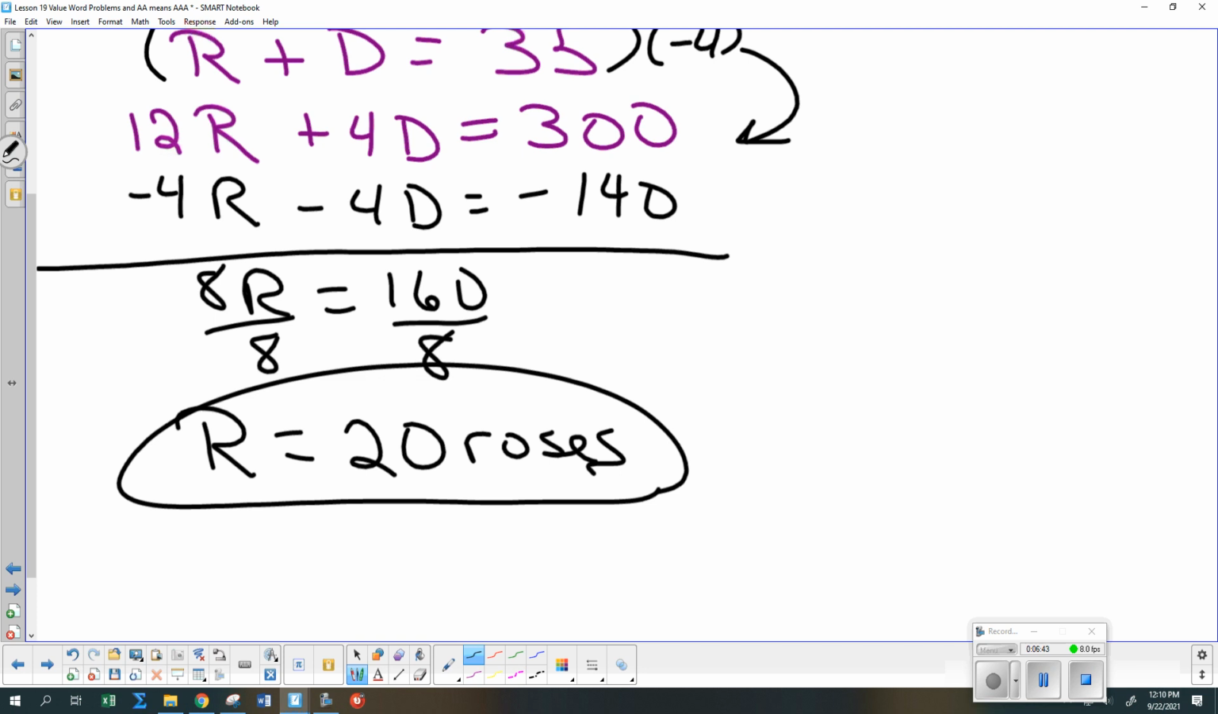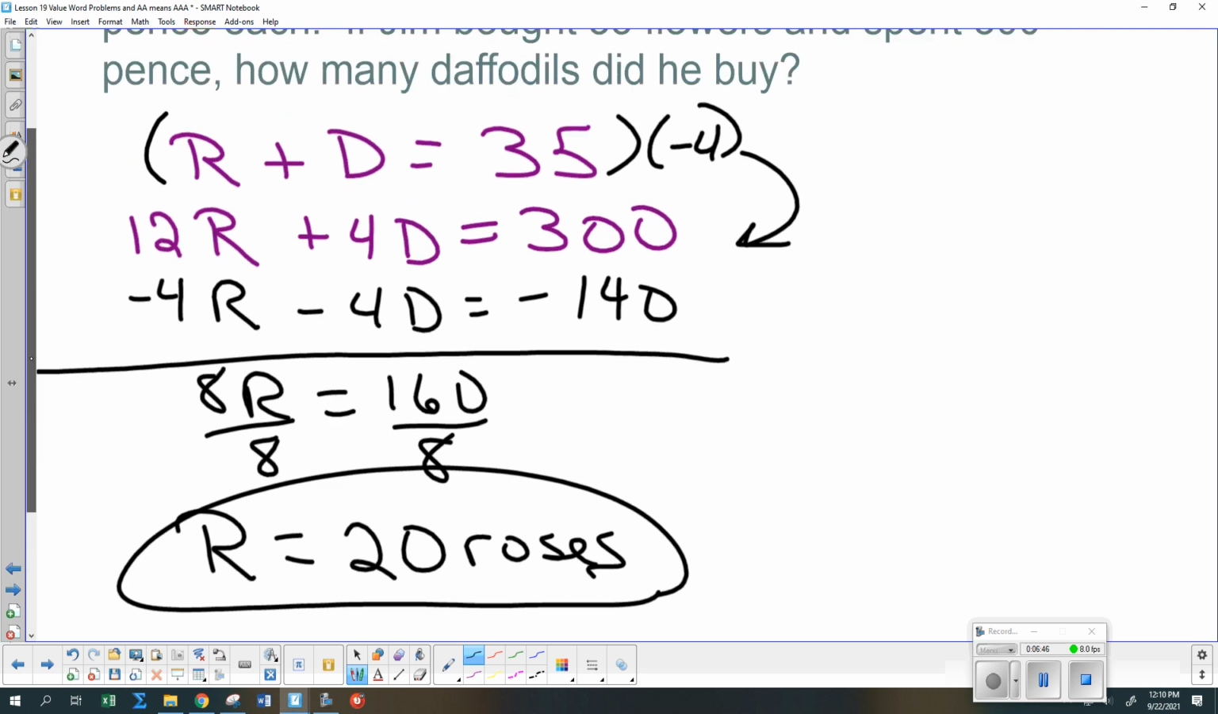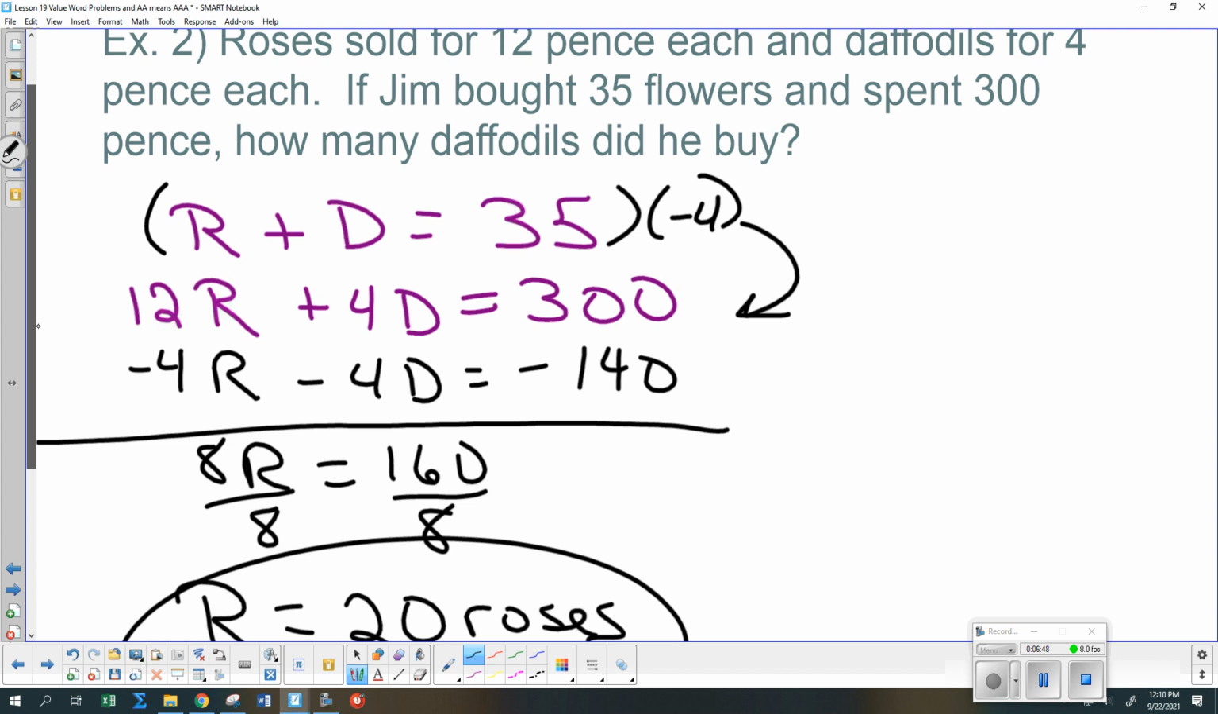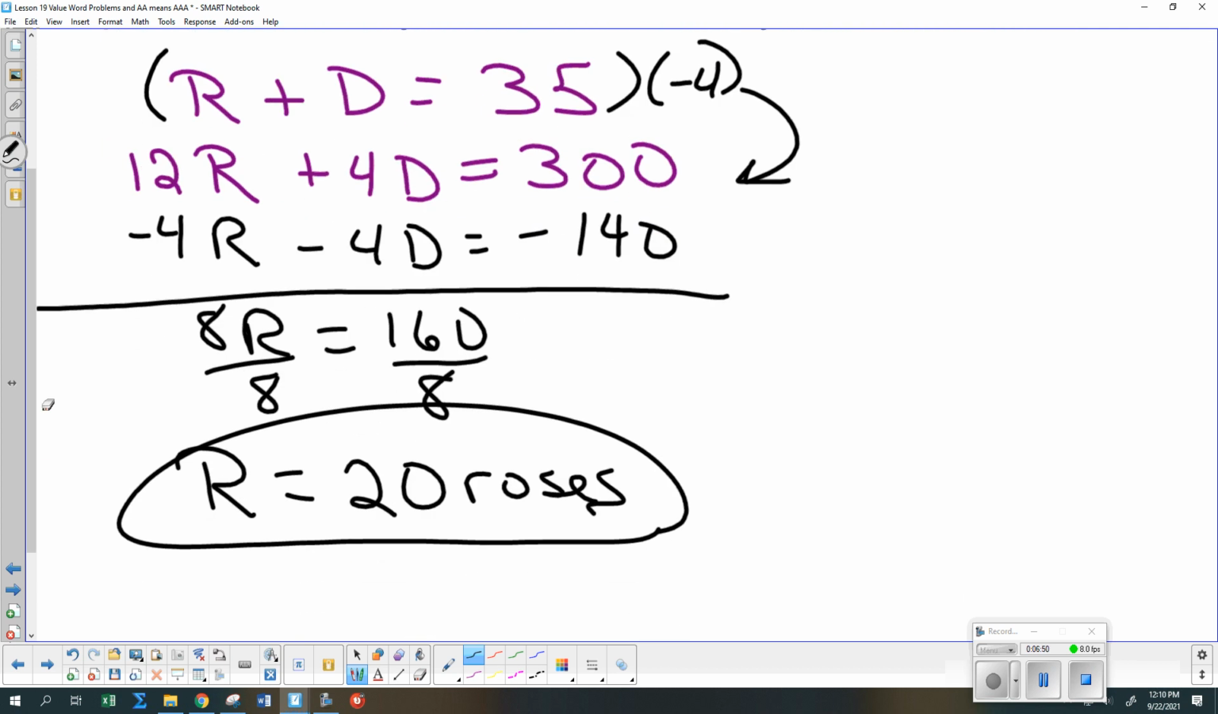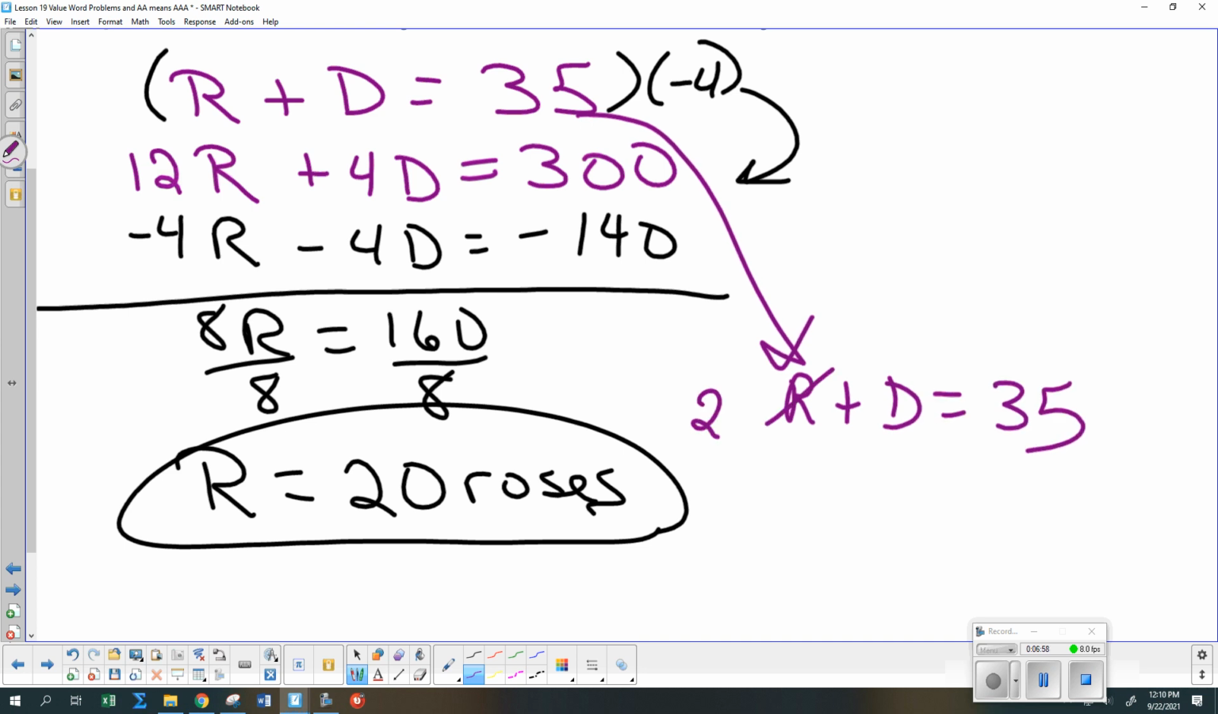So then we need our daffodils. And we know that we had 35 flowers all together. So we go back up to that original equation. R plus D is 35. But we now know that R is 20. So if 20 plus D is 35, this time everybody, what is D? Anybody with a question there?